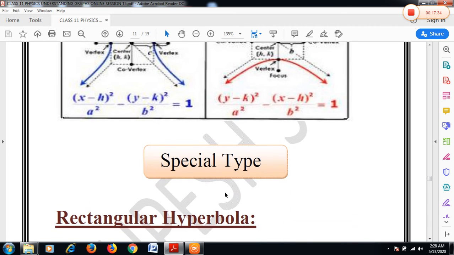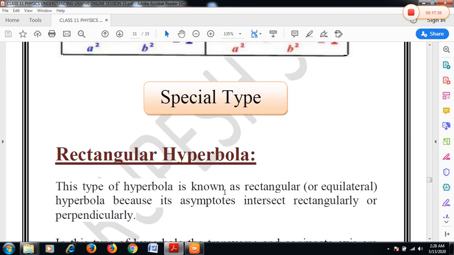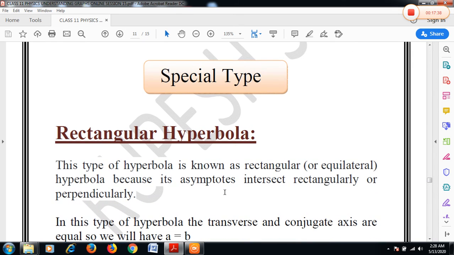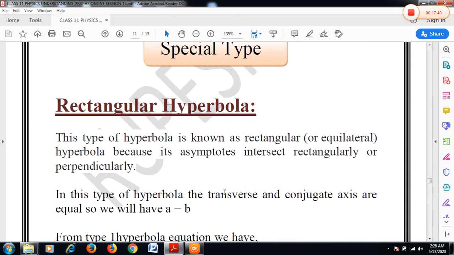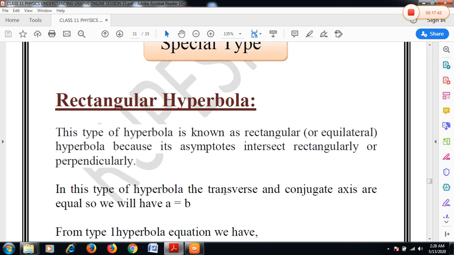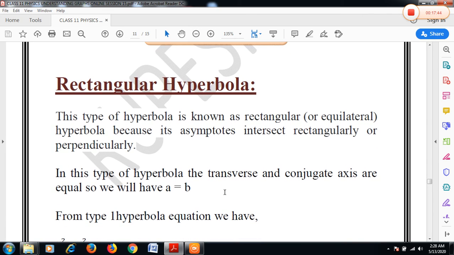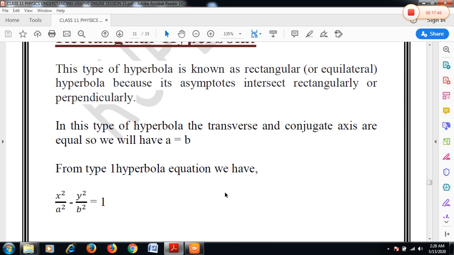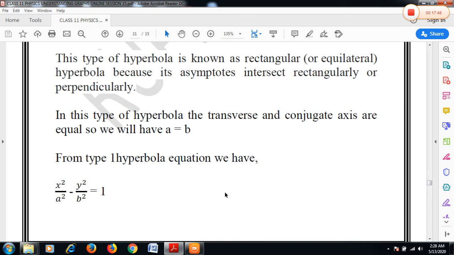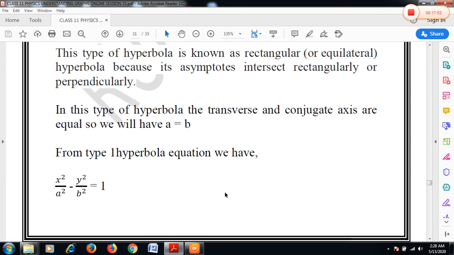So let us move forward to the special type of hyperbola, which is the rectangular hyperbola. This type of hyperbola is known as rectangular or equilateral hyperbola because its asymptotes intersect rectangularly or perpendicularly. Okay, students, in this type of hyperbola, the transverse and conjugate axes are equal, so we have a equals b.